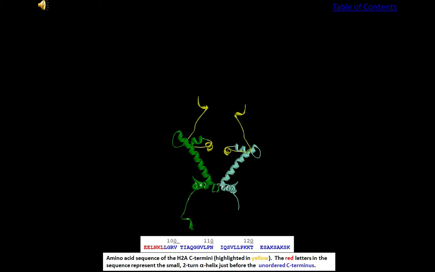Moreover, the H2A C-terminal amino acid sequence is not only long, but also strongly basic. While this might be construed to suggest a DNA binding potential, I must note also that there are a surprising number of acidic residues as well. I have no idea what to do with such a sequence, so I'm just ignoring it for now.